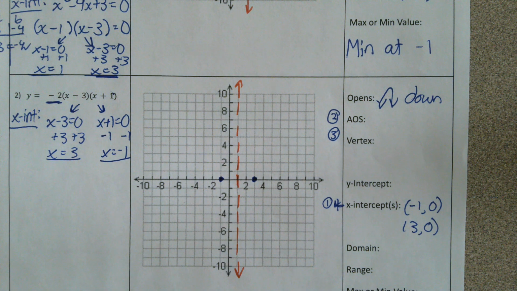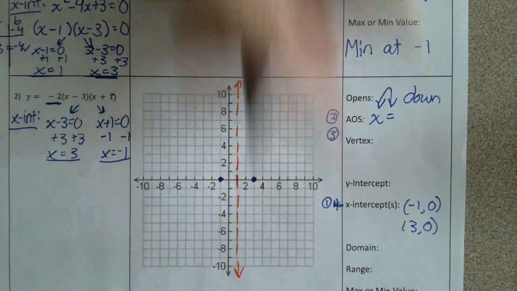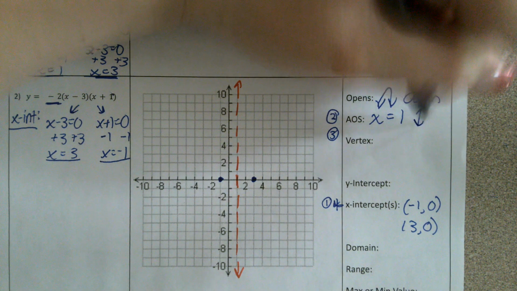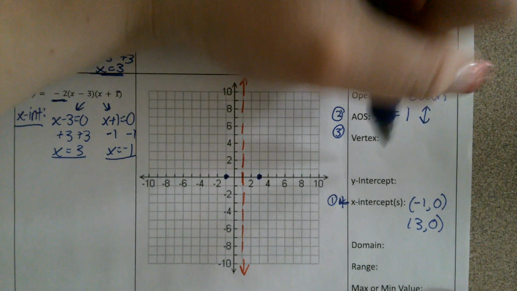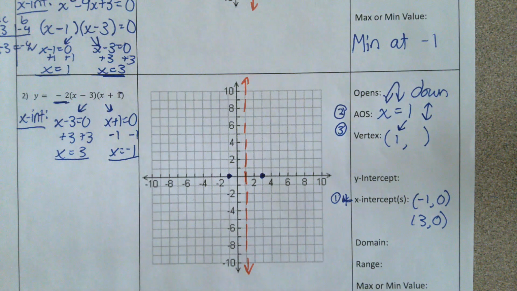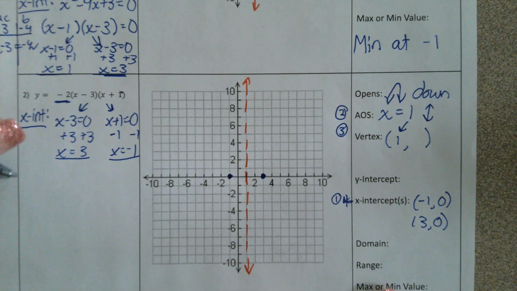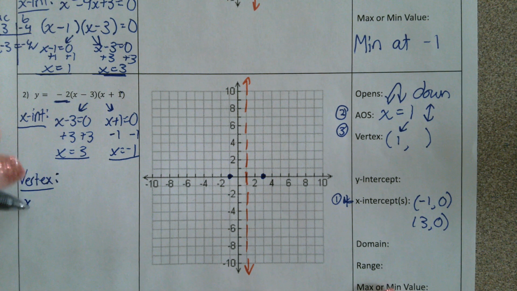So I write that as an equation over here. X equals, this is positive 1. There's my axis of symmetry. Now I can continue like usual. This gives me my vertex, at least the start of it. I know x is 1, let's find y. Vertex, x equals 1, y, we don't know. Let's figure it out.